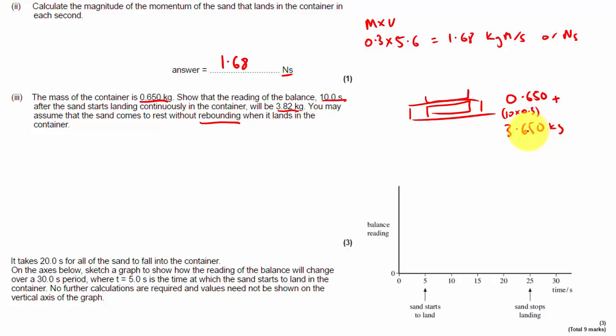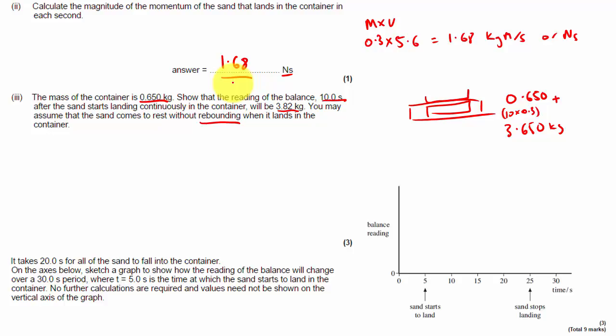Where's the missing mass? Well, it does tell us that the sand comes to rest without rebounding, which means that the sand is experiencing a change in momentum per second of 1.68 newton seconds, or kilogram meters per second, right? So the sand is coming to rest. So imagine any situation where you have to bring something to rest.